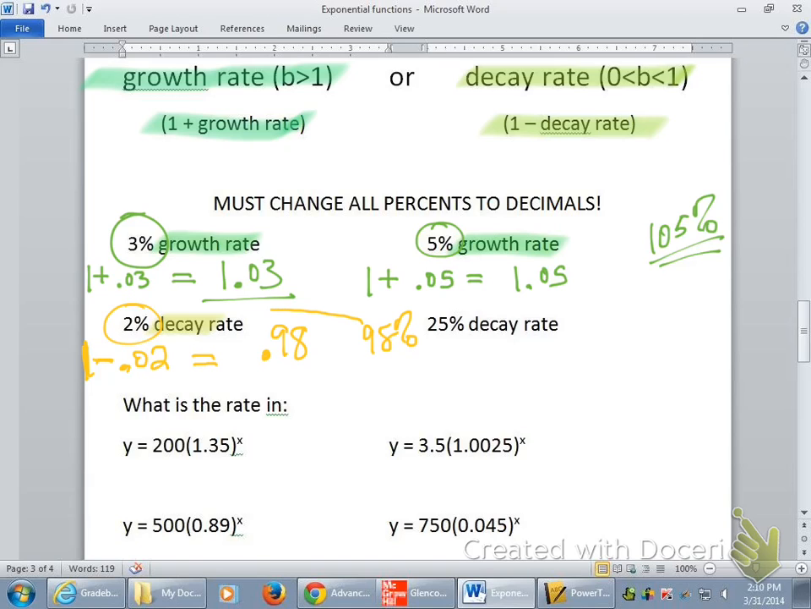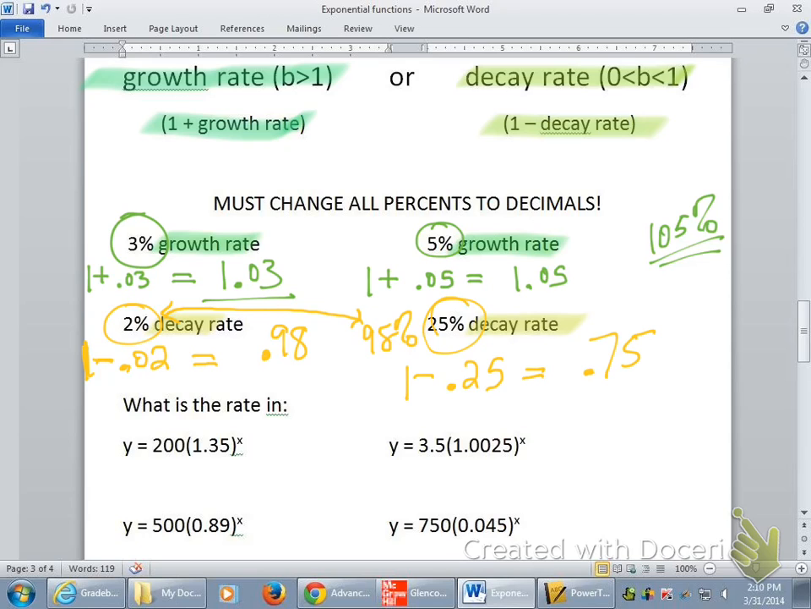So where did the 98% come from with the 2? Do you see the relationship? 100% minus 2% is 98%, right? So that's another way you can think about it. All right. So let's see. We got another decay issue on this 25 over here. So how do you write 25% as a decimal? Of course, that's 0.25, and you're going to do 1 minus that to get what?